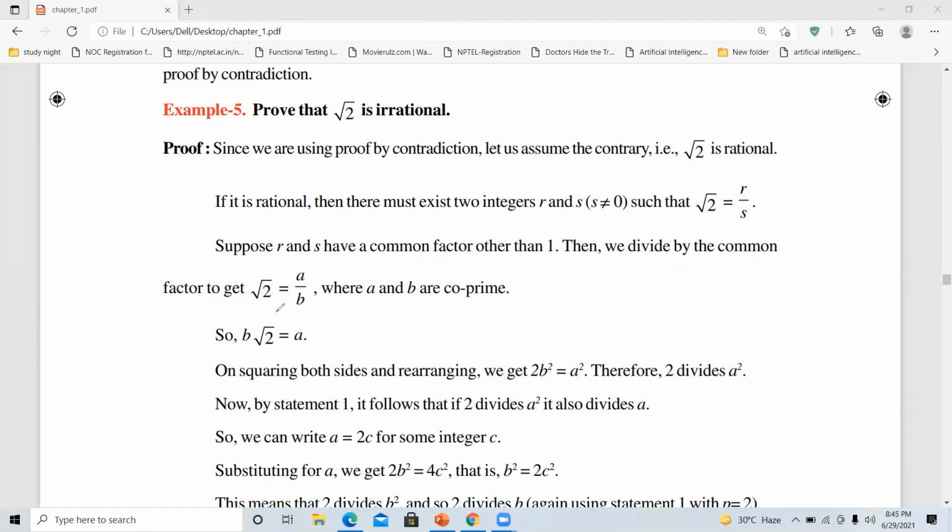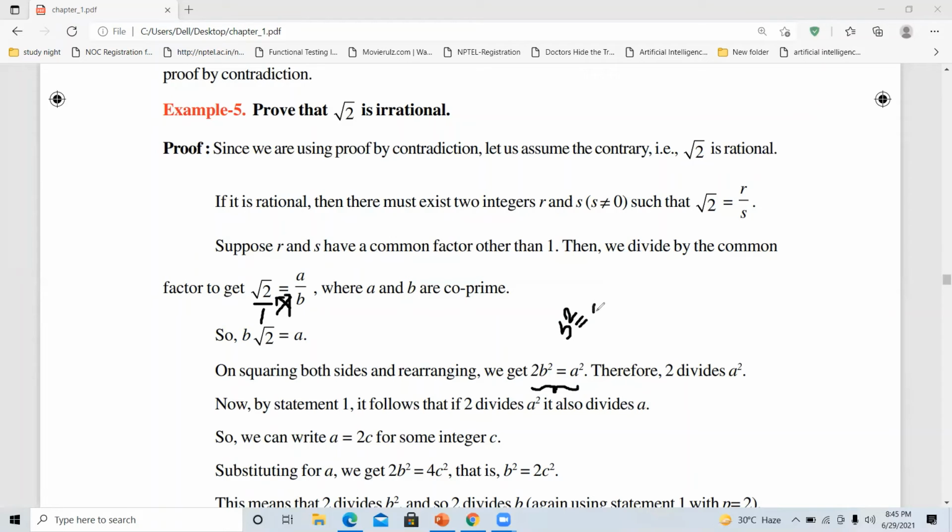So I am considering root 2 equal to a by b, where a and b are coprimes. After that, I am cross multiplying a by b with root 2 by 1. When I cross multiply, root 2 into b becomes b root 2, and a into 1 becomes a. Now I am going to square on both sides and rearrange. I will get 2b square equal to a square. Now we can say that b square equal to a square by 2.